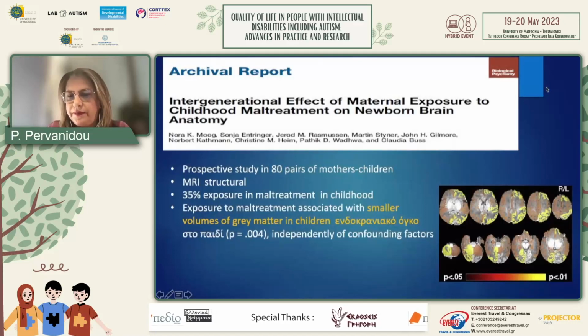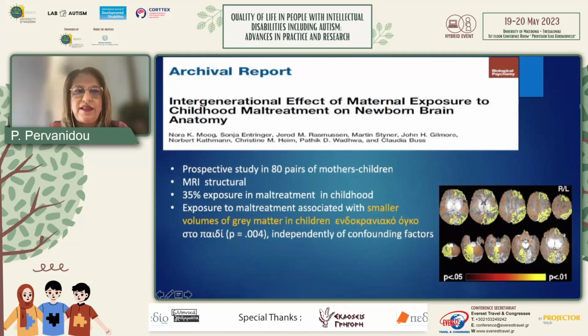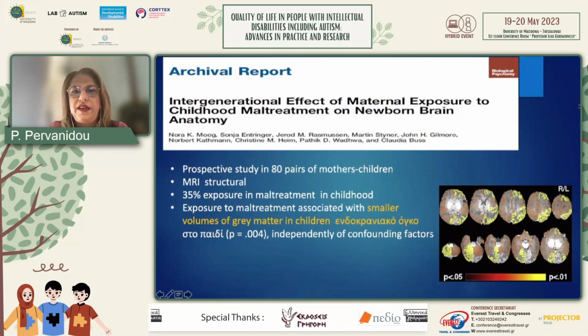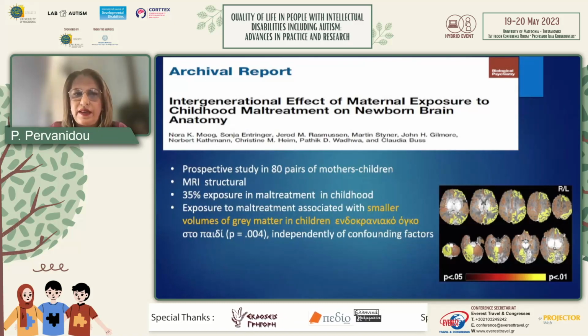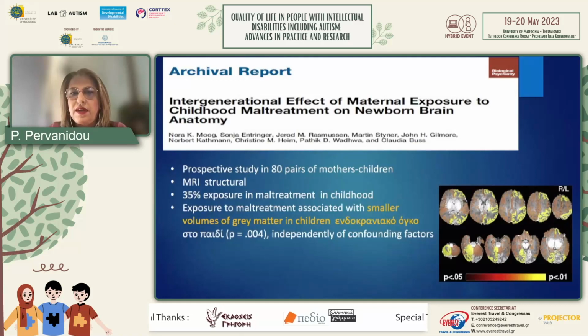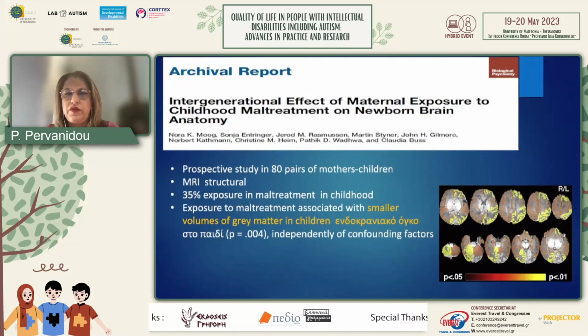Some neuroimaging data here. This is a study investigating the effects of maternal exposure to childhood maltreatment, which is an extreme, traumatic stress, on newborn brain anatomy. And this study shows that exposure to maltreatment in mothers has been related to smaller volumes of gray matter in children.